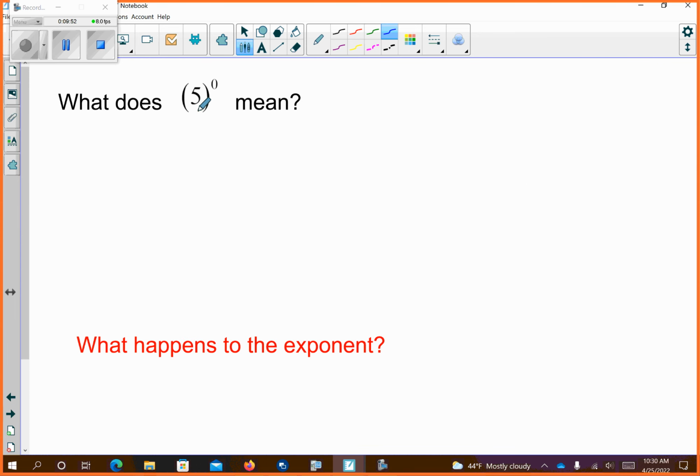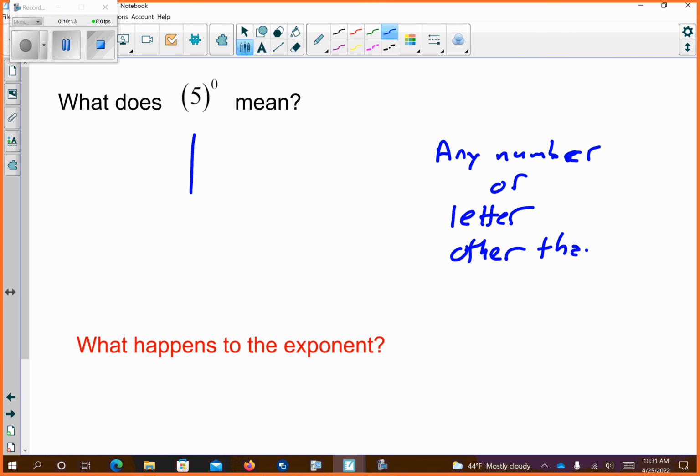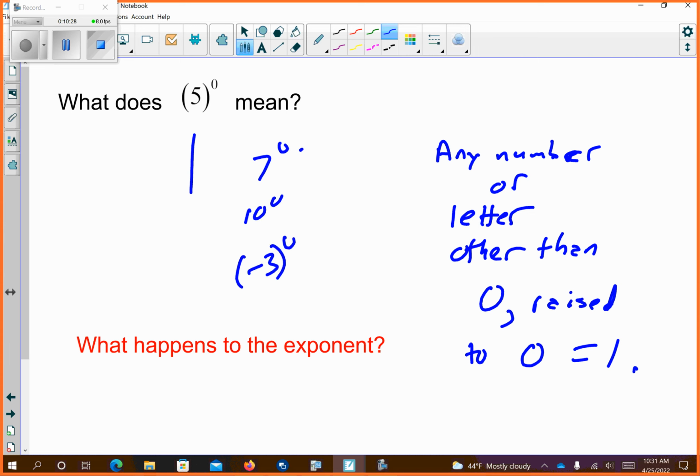All right. So if I have a number that's raised to the 0 power, the answer is 1. Okay? So any number or letter other than 0 raised to the 0 power equals 1. So you could have 7 to the 0, 10 to the 0, negative 3 to the 0. These all give us 1. I could have x to the 0. That equals 1. But if I have 0 to the 0, this is undefined. So 0 is the only one that kind of throws a little wrench in that game.